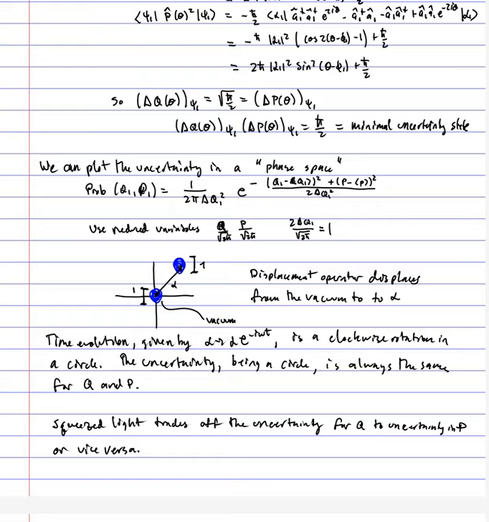Now when we look at squeezed light, which is the next thing we're going to look at, it's going to trade off the uncertainty for q into an uncertainty for p, and we're going to see that this result no longer holds.